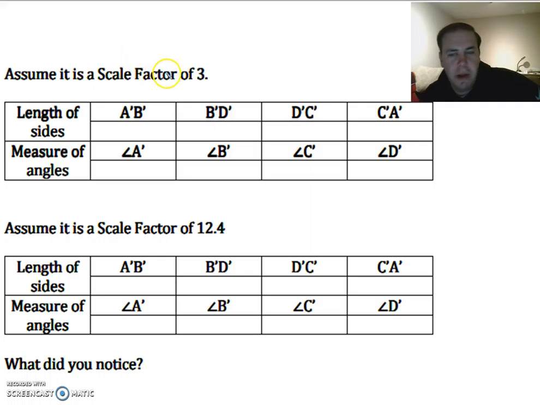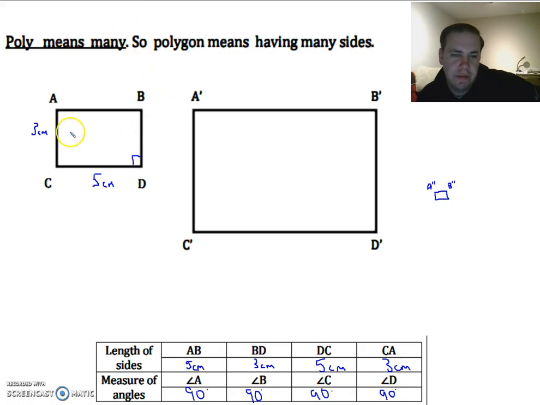So, comparing that, assume this actually has a scale factor of 3. If this is a scale factor of 3, just going off of our notes from earlier on, this length would be multiplied by 3. So now I would have 9, because 3 centimeters multiplied by 3 gives me 9 centimeters. And this length here would actually be 15 centimeters.